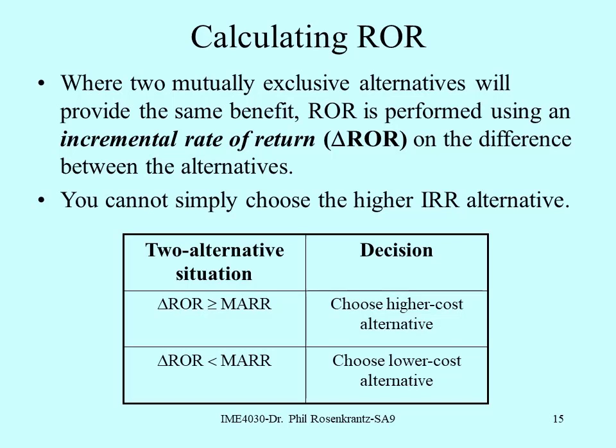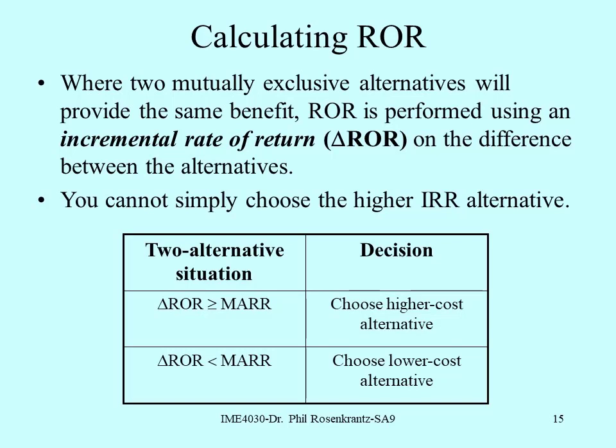Here is the decision rule we're going to use to determine which of two alternatives would be the preferred one. Now let's assume that two alternatives, both of them have an internal rate of return that's greater than what's called the minimum attractive rate of return. I'll define that on the next slide. In other words, we have two alternatives that on their own, individually, would be acceptable. We're going to pick one of those two as the best one.